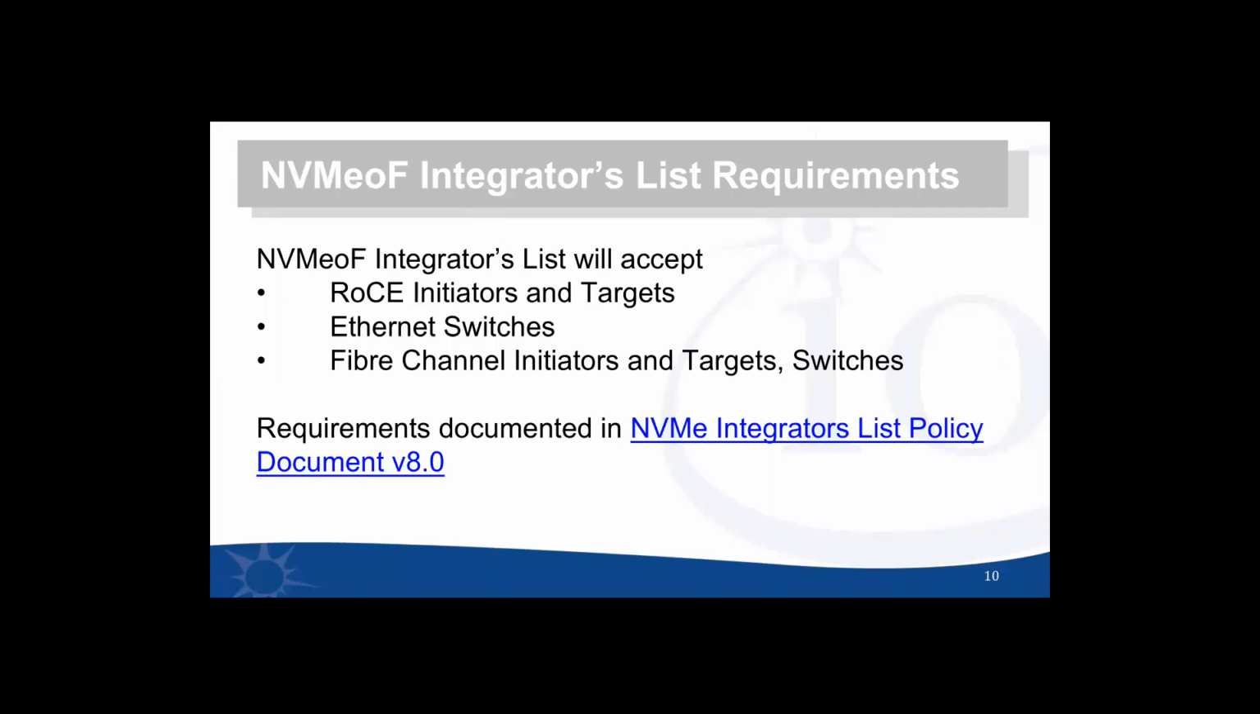So we've designed the program so that RoCE initiators and targets, Ethernet switches, and also Fibre Channel initiators, targets, and switches will all be eligible for this first revision of the NVMe over Fabrics integrators list. And the details on that are documented in the NVMe integrators list policy document, version 8, to correspond with Plugfest number 8. We have a hyperlink here. If you actually go to the integrators list pages on the UNH-IOL site, you'll also see a link to the integrators list policy document. So all of that, the formal documentation of that, is in the policy doc. And that's something that UNH-IOL worked very closely with the NVMe org Interop and Compliance Committee to set up and define those requirements.